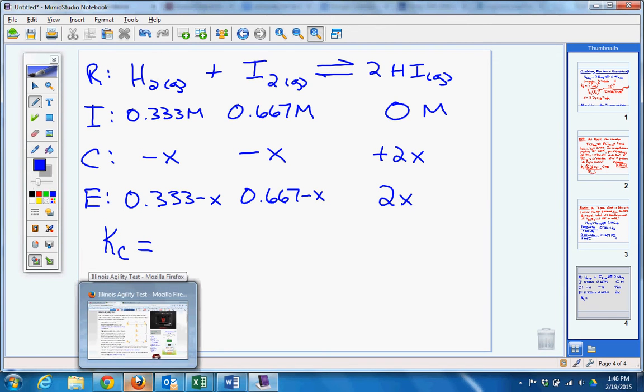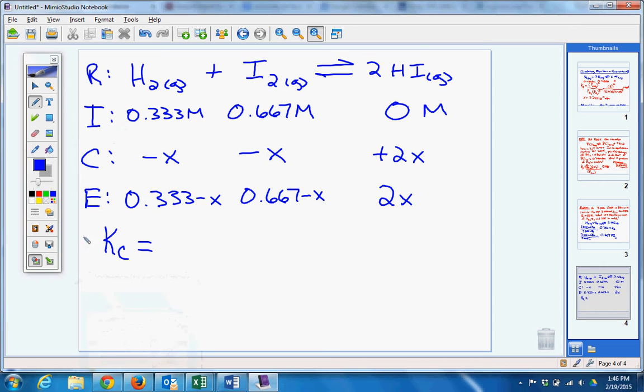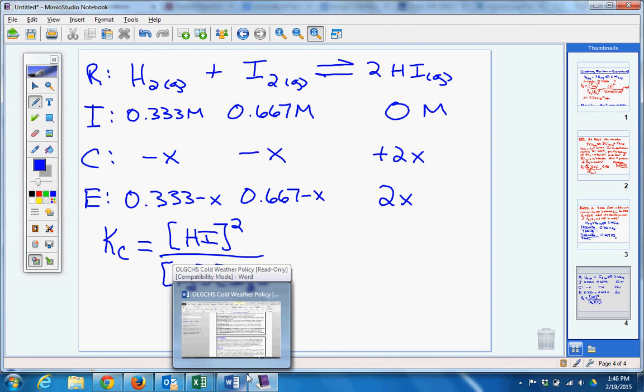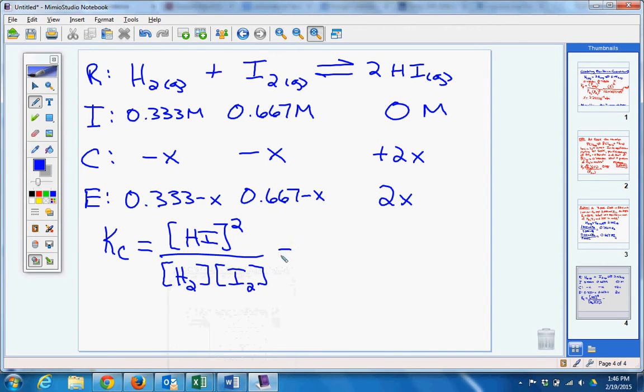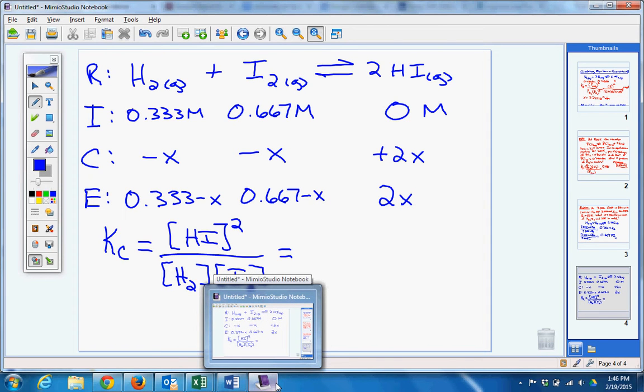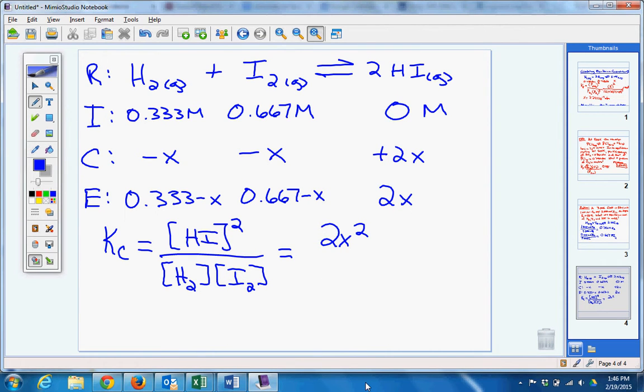What's our Kc going to be? Say it, Amanda. On the top, what do I put? 2x squared. No. The answer is quantity squared. We just talked about this. I was using brackets up front. That's why there's a square.